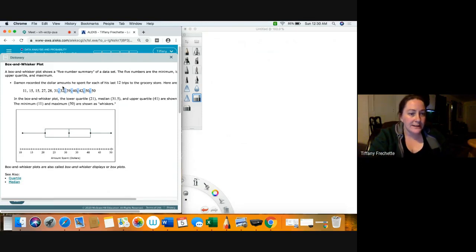So then again, I have 6 numbers, so I can go 1, 2, 3, I land on 40. But here I go 1, 2, 3, and I land on 42. So I have to add these together and divide by 2. So if I go 40 plus 42, divide by 2, I land on 41. So again, that's why they did this 41.